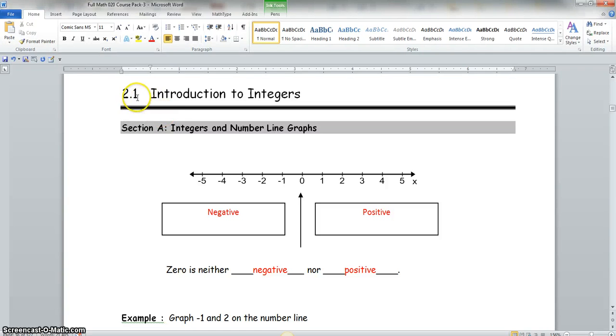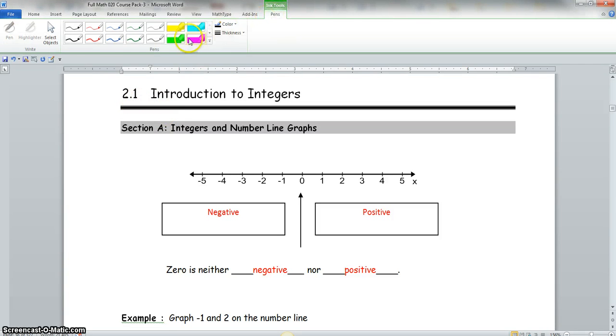Okay, class, we're about to start on section 2.1, Introduction to Integers. It says section A, integers and the number line graphs. Okay, now we have 0 here, and on this side of 0 we have our negative numbers, and on this side of 0 we have our positive numbers. 0 is neither negative nor positive. So we know right here where this arrow is going, that is 0.